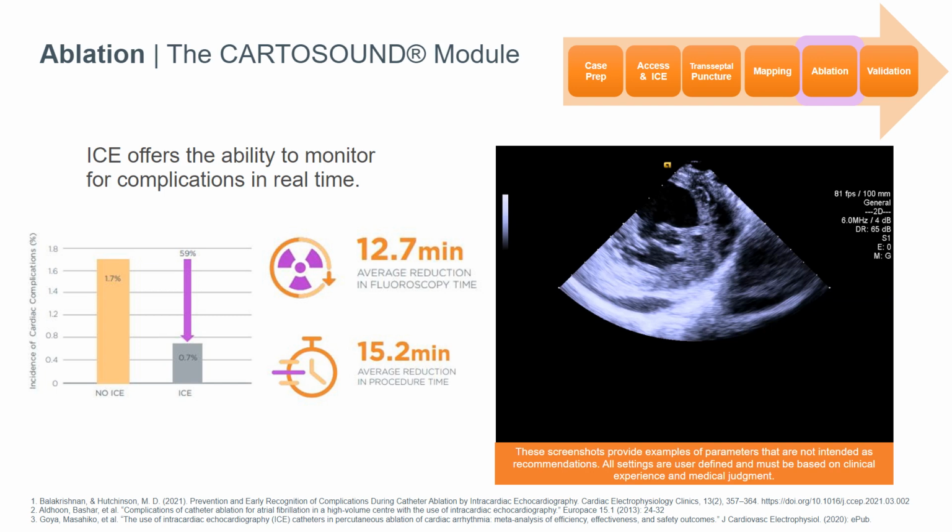In a meta-analysis of studies examining use of ICE in ablation procedures, use of a sensor-based ICE catheter, such as the SoundStar catheter, reduced fluoroscopy time by an average 12.7 minutes and was associated with average procedure time reductions of 15.2 minutes compared to procedures without ICE.